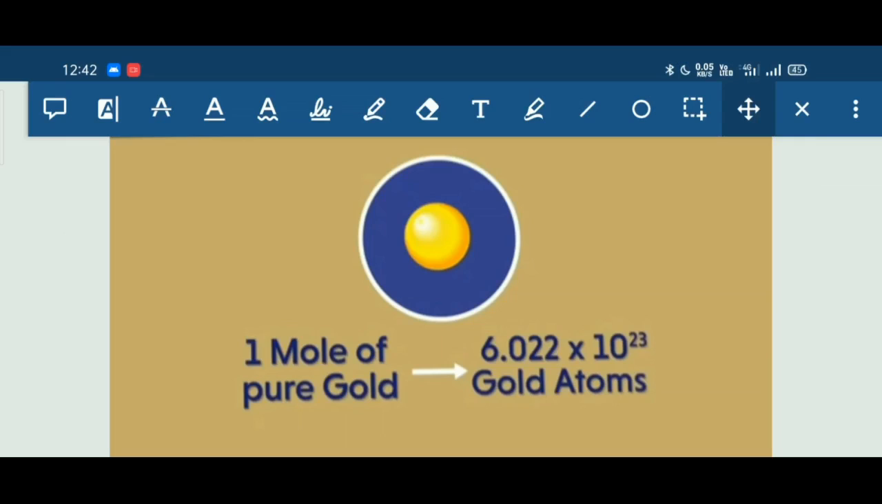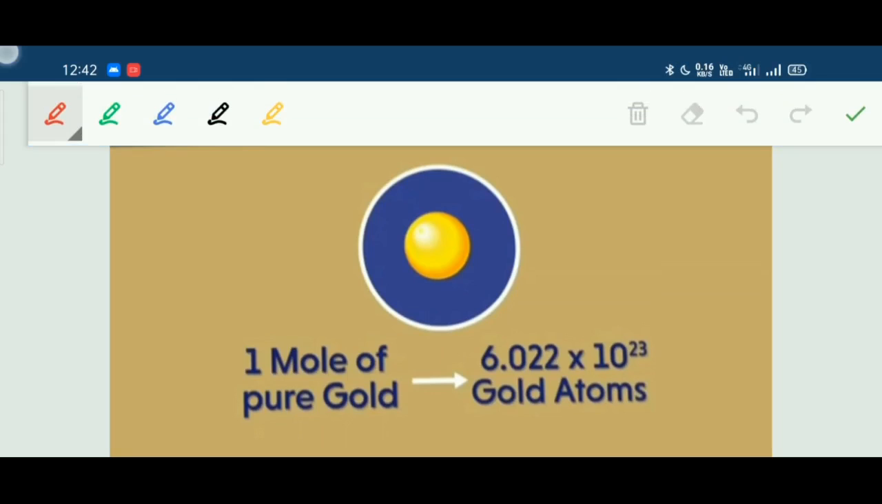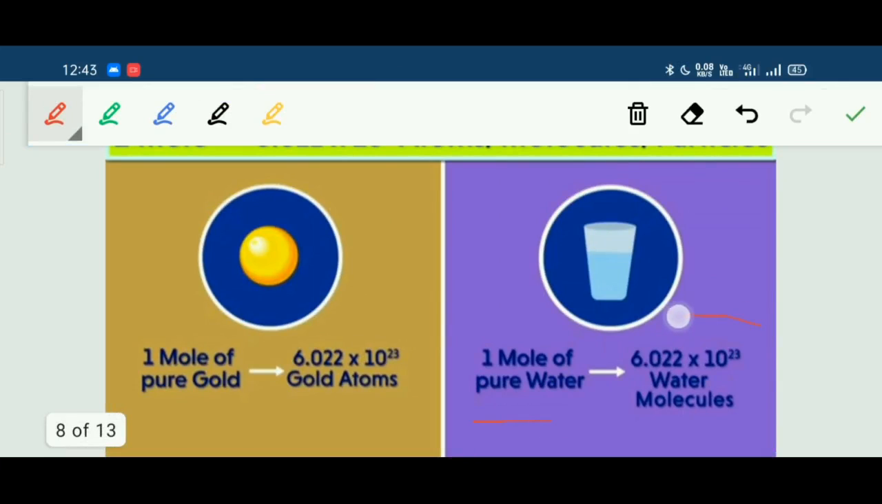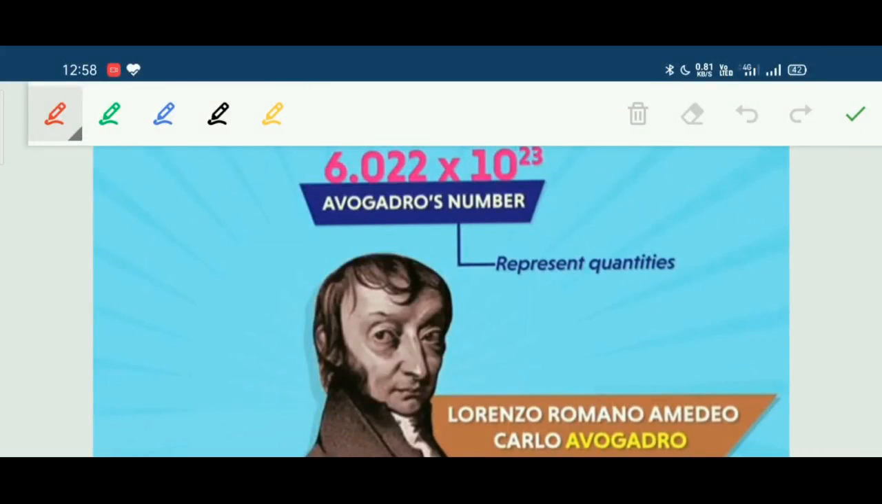So now students, if I ask you how many atoms are present in 1 mole of pure gold, you will say 6.022 × 10^23 gold atoms, because it is 1 mole of pure gold. Similarly, 1 mole of pure water will contain 6.022 × 10^23 water molecules. With this, students, we understood the relation between the moles of a substance and the particles of a substance.